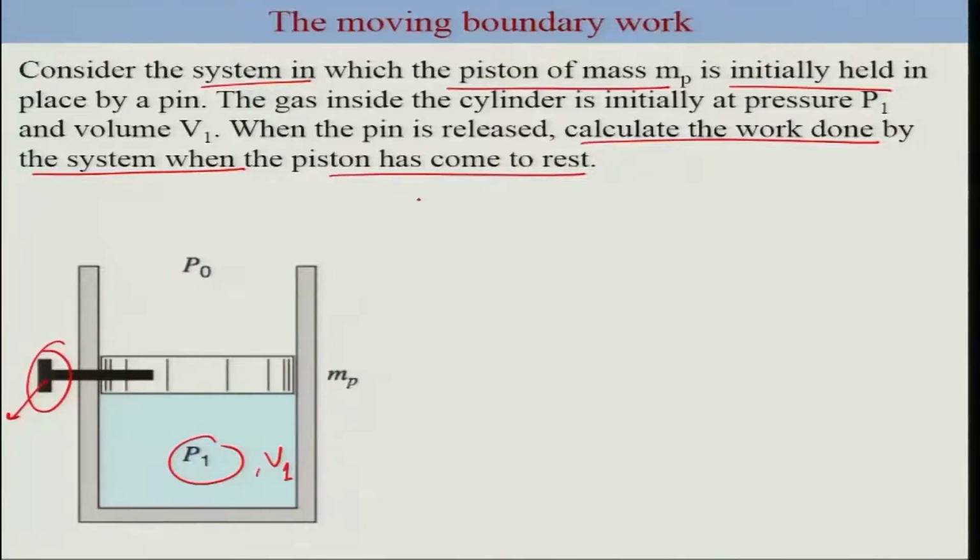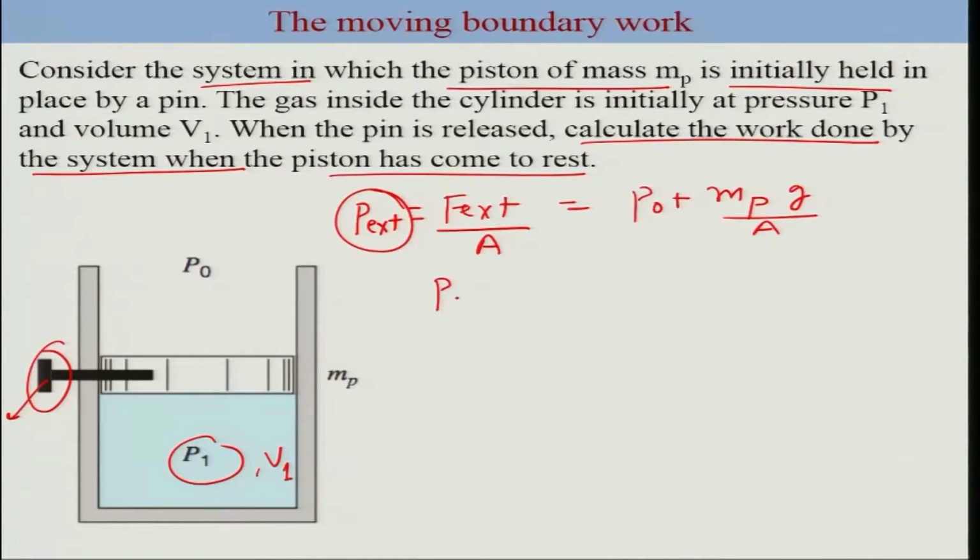What is the external force on the system? So the external force is F, and so the P external in this case is going to be F external divided by A. So that would be your P0 plus the weight of the piston, MP g by A. Now this P external will not be the same as P1. So if P1 is greater than P external, which let's say we assume, then the piston will move upward. Okay, the piston will move upward at a finite rate.